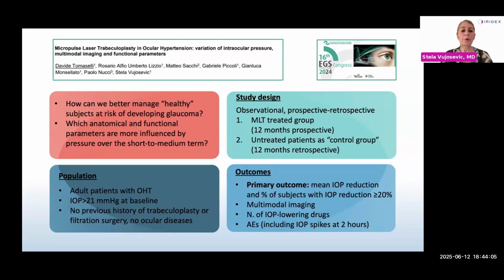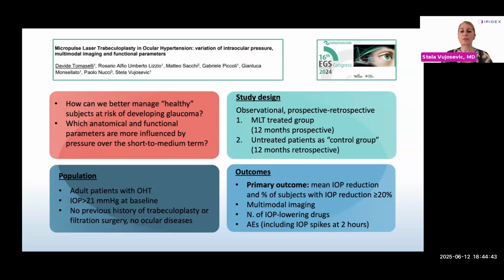The patient population was adults with ocular hypertension, IOP superior to 21 millimeters at baseline, no previous history of trabeculoplasty or filtration surgery, and no significant other ocular diseases. The treatment group was followed prospectively for 12 months, whereas the control group, patients with ocular hypertension who were not treated, were patients already available in our clinic, and we had the electronic medical record.